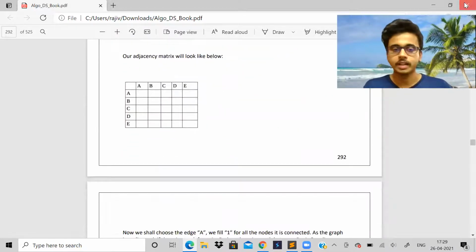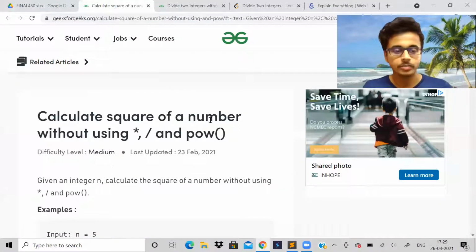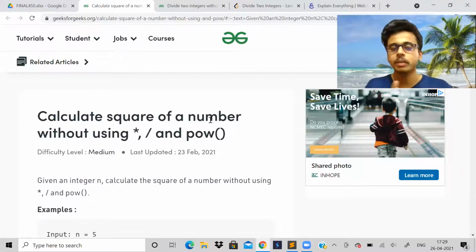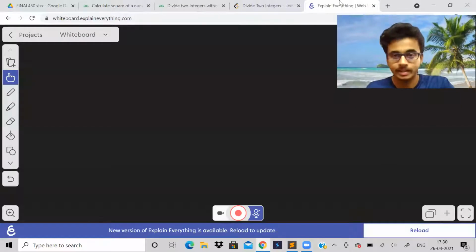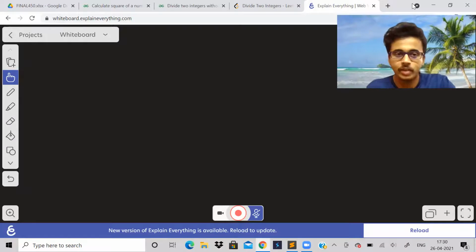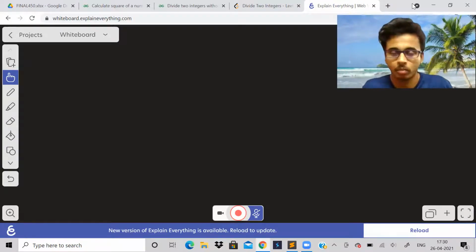So let us start today's problem. So today's problem, first problem, is: calculate the square of a number without using multiplication, division, or the power operator or power function. So the square of a number without using all these three. Now, I mean, it sounds very bizarre, like how to even approach the problem. Like it's a very easy thing, right?